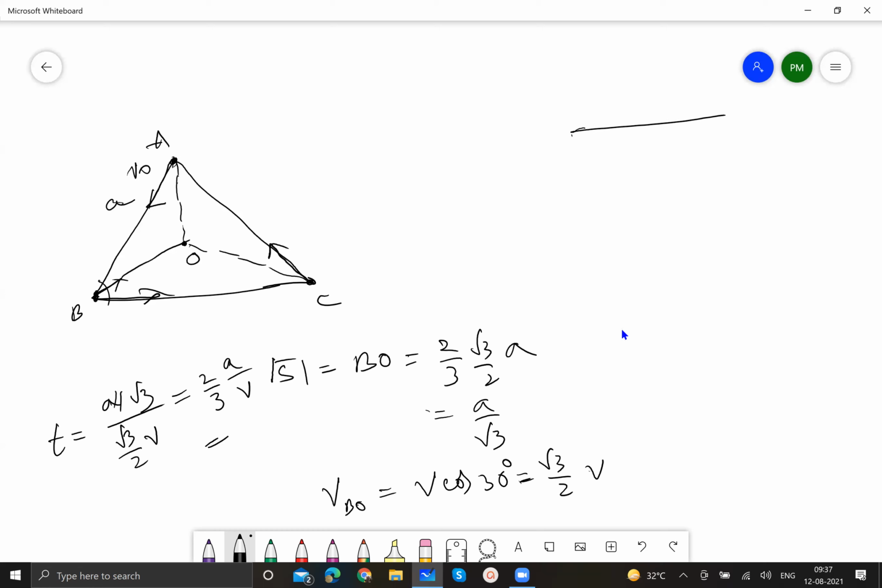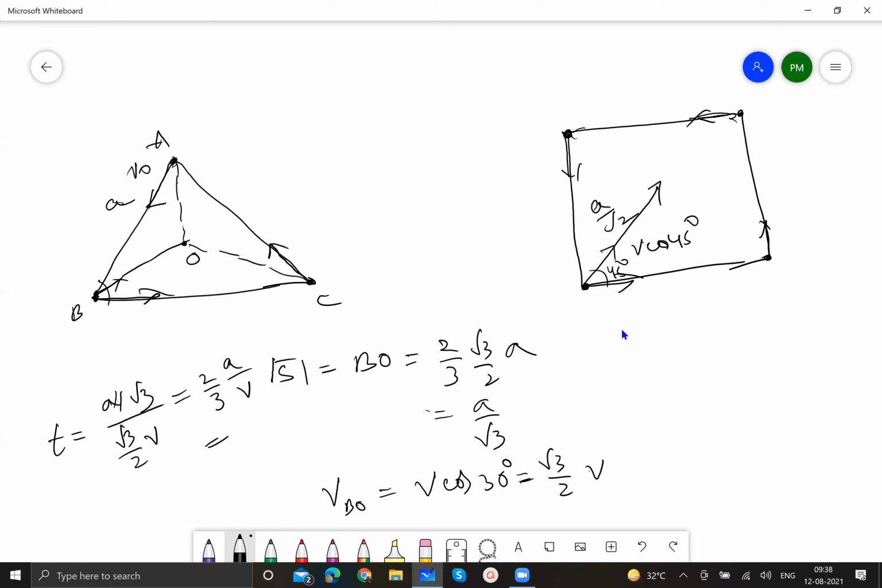Same question if it comes like this: 4 particles are at the 4 corners of a square and each is trying to approach the other. So the displacement will be a by root 2, and this angle is 45 degrees. So it becomes v cos 45. So time will be a by root 2 by v cos 45 degrees. So simply t is equal to a by v. Even this is also a very, very important model.